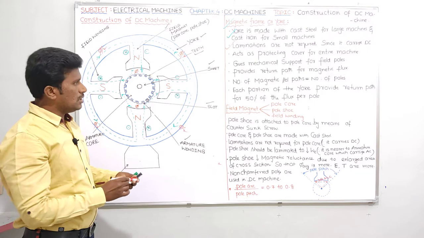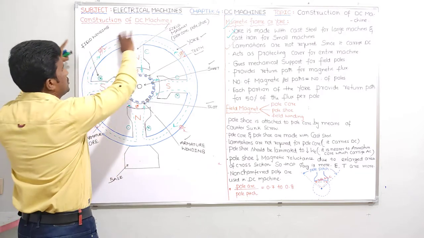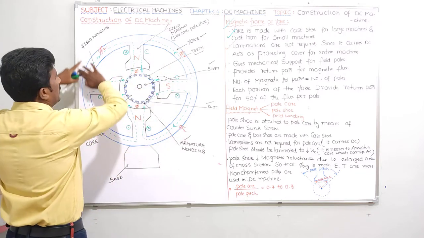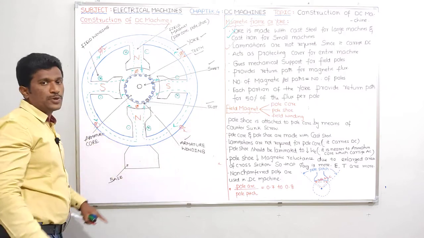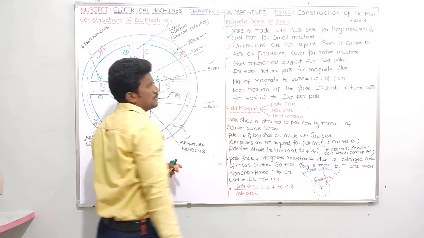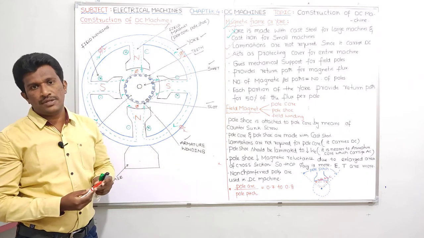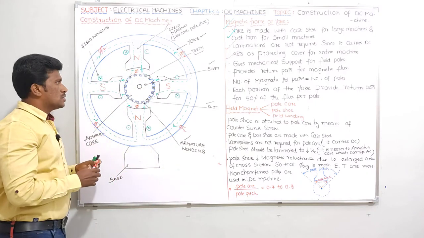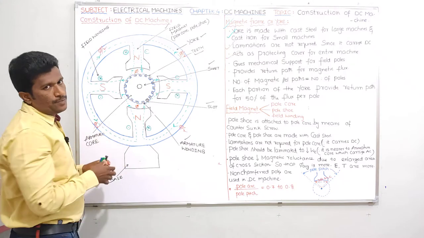Okay, and guys, one more thing, can you please tell me, what is the function of this yoke? It acts as a protecting cover for the entire machine. Everybody knows that. That is also okay. Next, very important: it gives mechanical support for the field pole.